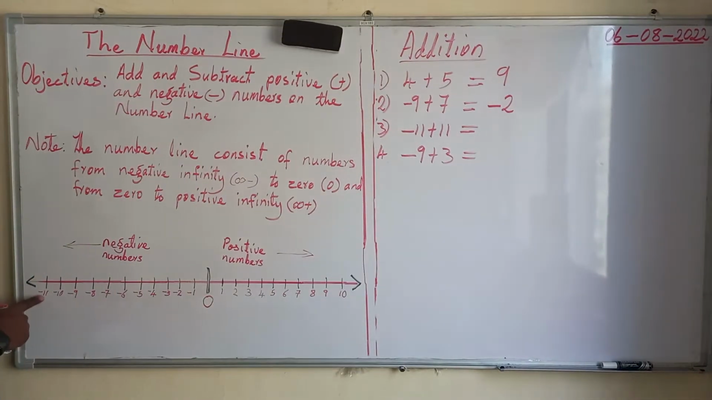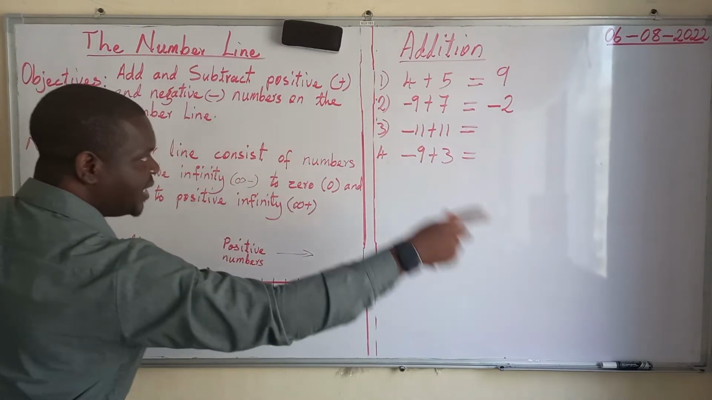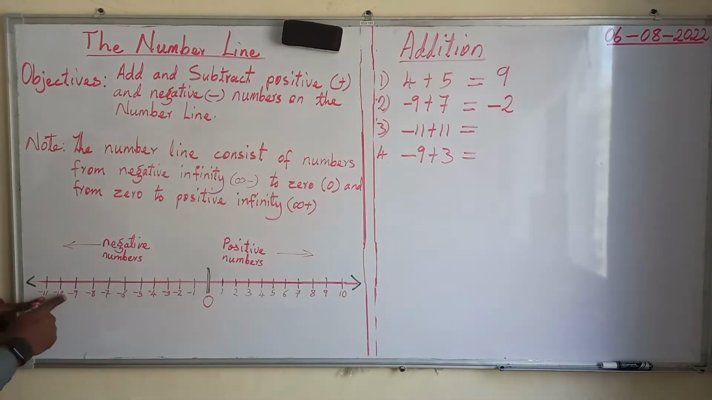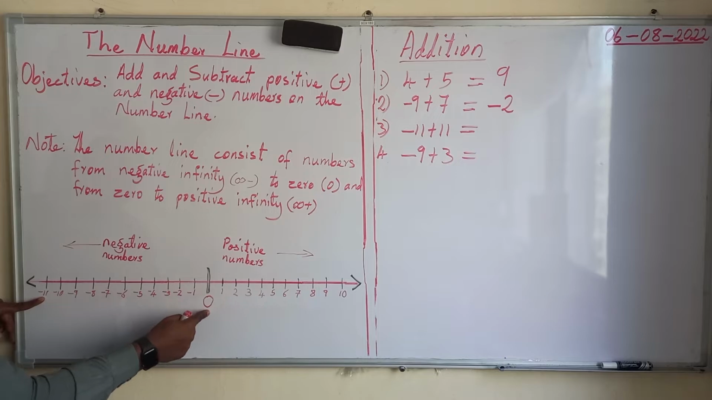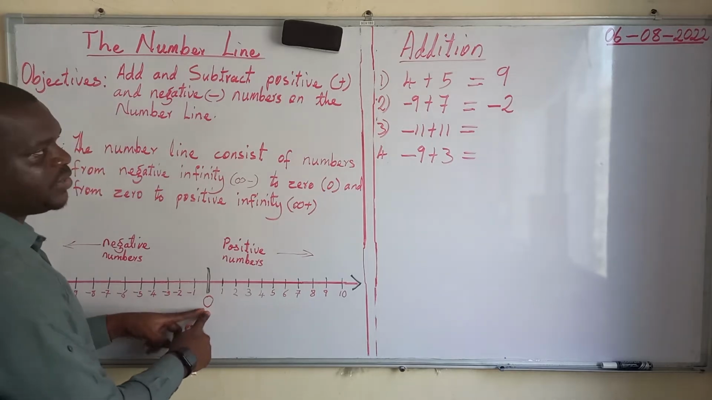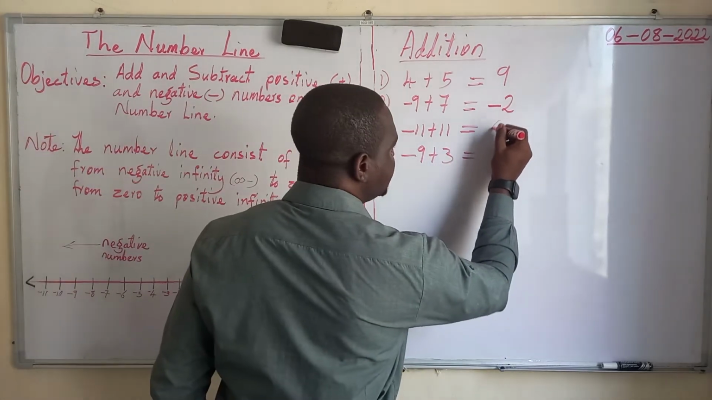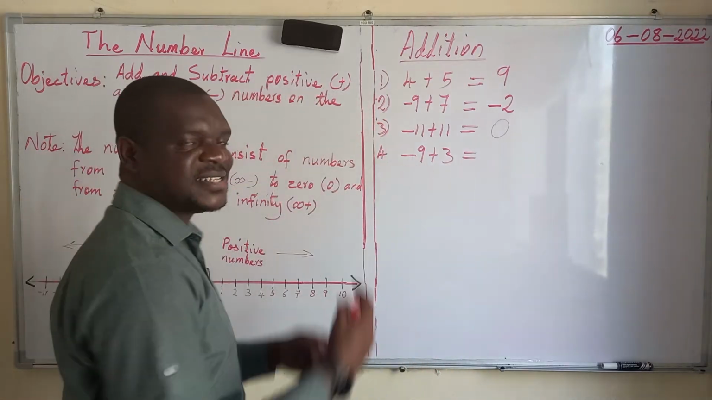This is negative 11 that I'm owing. We have to add 11, so we move to the right 11 times. 1, 2, 3, 4, 5, 6, 7, 8, 9, 10, 11. We are at 0, so our answer will be 0. Now, why is it 0?